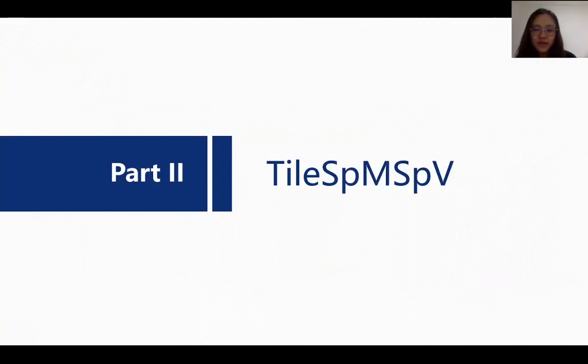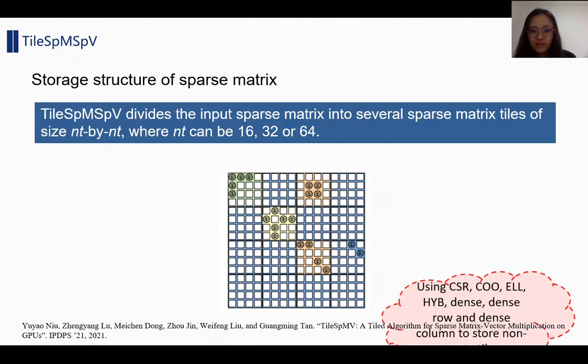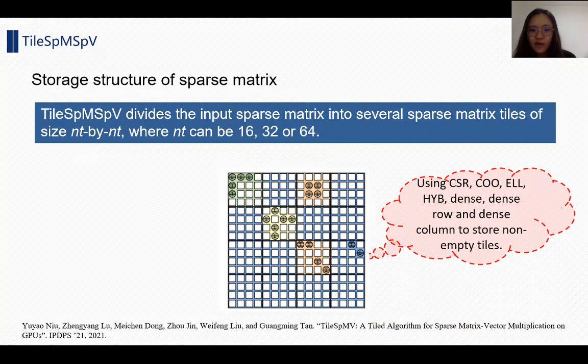Part 2 TileSpMSpV. First, we store sparse matrices and vectors in tiled format. The tiled method divides the input sparse matrix into several sparse matrix tiles of size NT by NT, and stores each non-zero matrix tile in different storage formats. NT can be 16, 32, or 64 in the implementation.